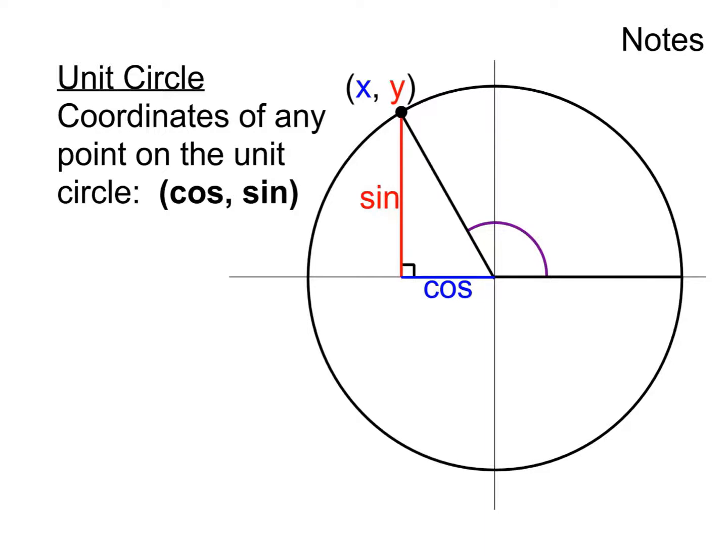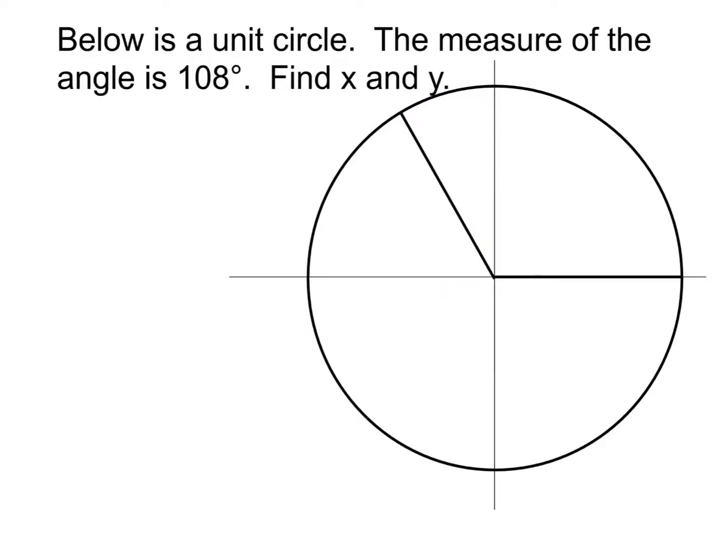So I want to build on this with another example. So here we have a unit circle. And the measure of this angle is 108 degrees, and we're going to be asked to find x and y. Write down the problem, and then we're going to see how to take that information and put it into something useful. All right, so let's figure out what this is really talking about.